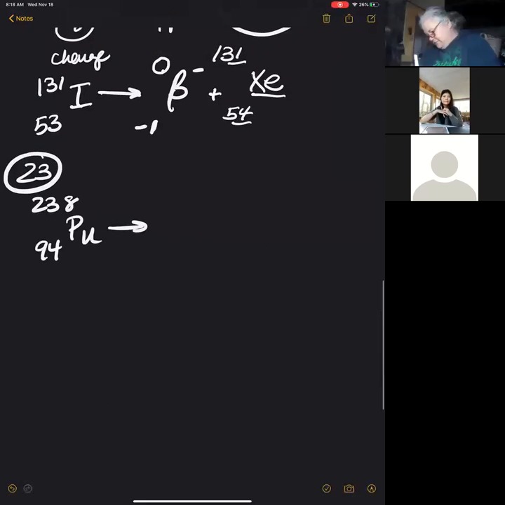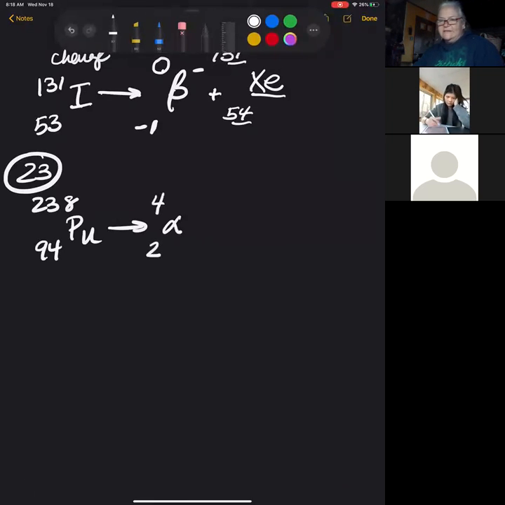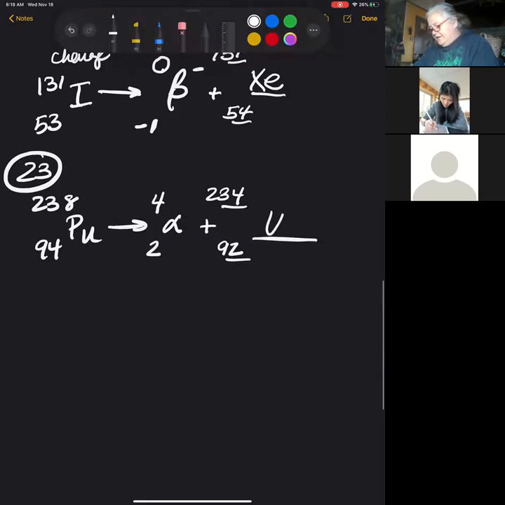Now, alpha particles are basically high energy helium nuclei. So helium is 2, and the atomic mass number is 4, because it's got 2 protons and 2 neutrons. An alpha particle does. Okay, so the same thing's going to be true over here. The top row has to add up to 238. So this is 234 on the top. The bottom row has to add up to 94. So this is 92, and 92 is uranium.